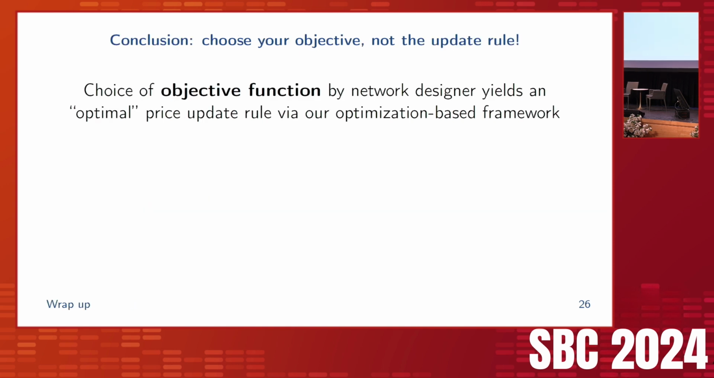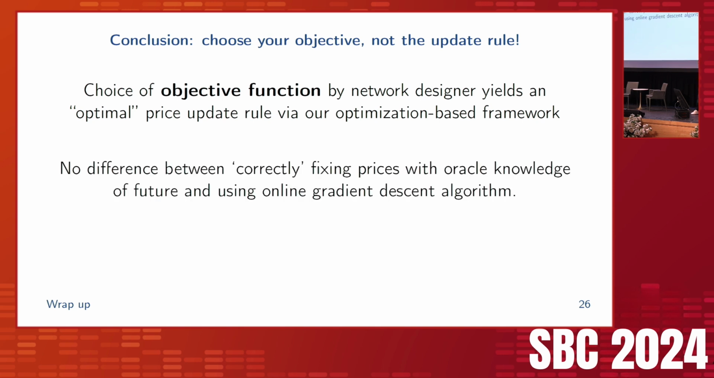And just to wrap up, I hope I convinced you that when designing these fee mechanisms, you should choose your objective function and the update rule, so the algorithm that you're using, instead of trying to choose the price rule directly. And if you choose this objective function using this framework, you'll get an optimal price update rule that has those strong adversarial guarantees.